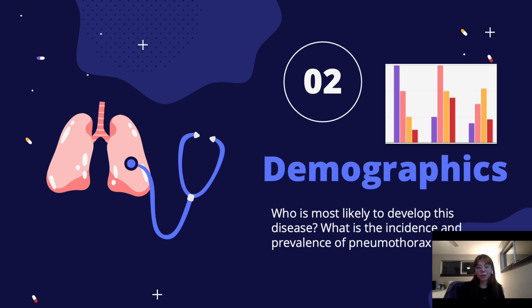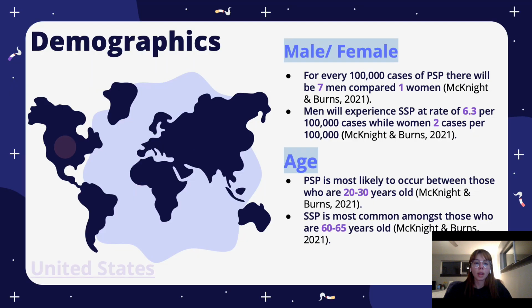Moving on to demographics. There's a lot of great information on this demographic slide, but for the sake of time, the main things I want to point out are this mainly occurs in males in both primary and secondary spontaneous, at way higher rates than women. And then for primary, this happens in young people, 20 to 30 years old, and mainly males, like I said. And then secondary spontaneous mainly happens in older people, and it's a result of lung disease, like we talked about. So that's the main thing I want to point out here.